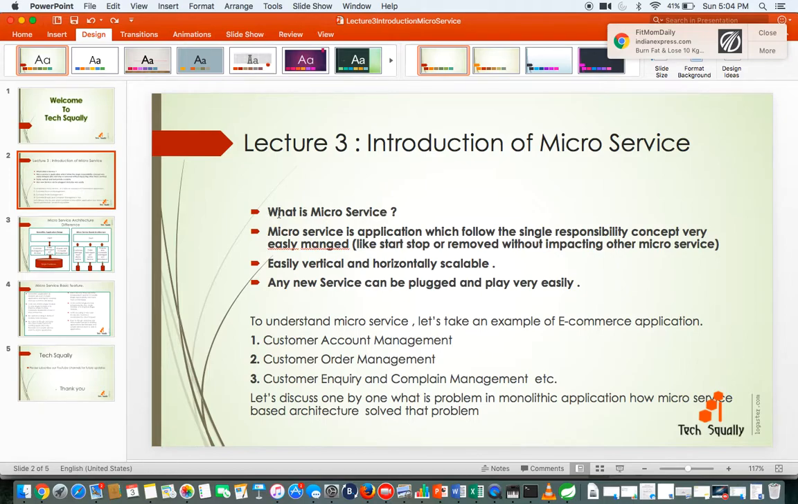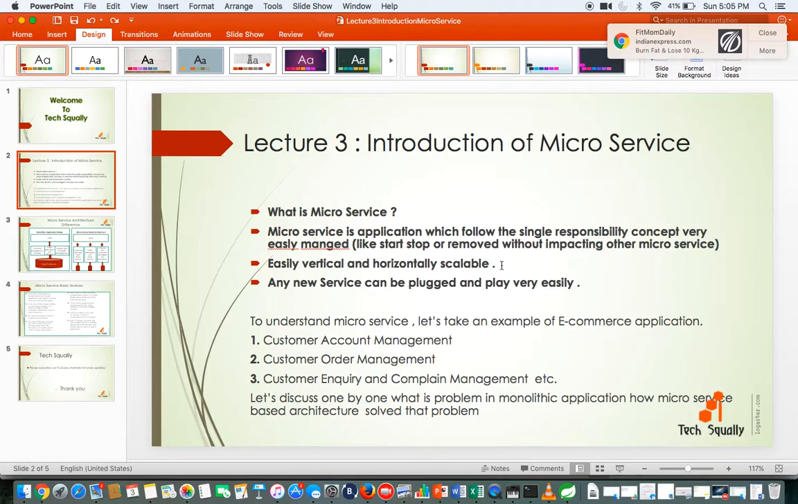So what is a microservice? A microservice is an application which follows the single responsibility concept, and is very easily manageable. Like, we can start, stop, or remove any microservice without impacting other microservices. It is also very easily vertically or horizontally scalable.